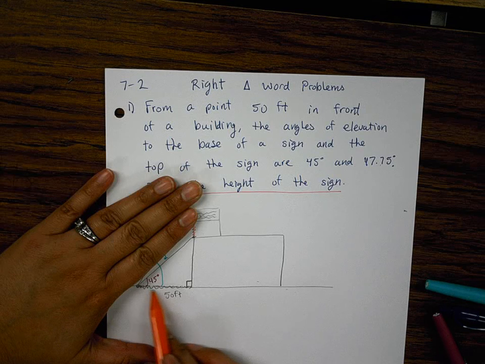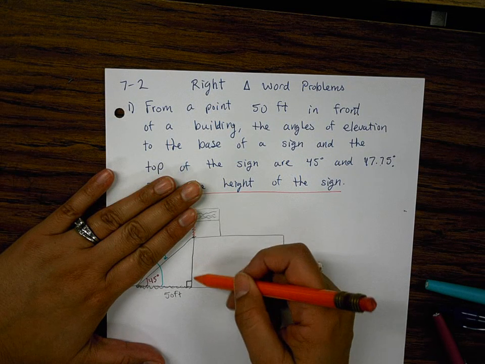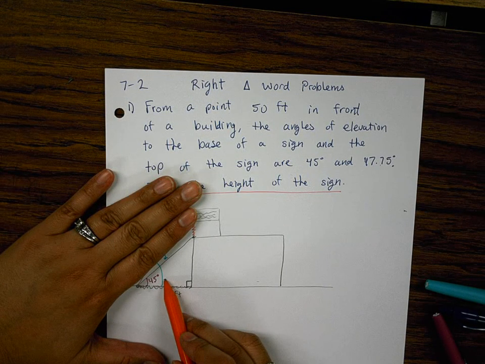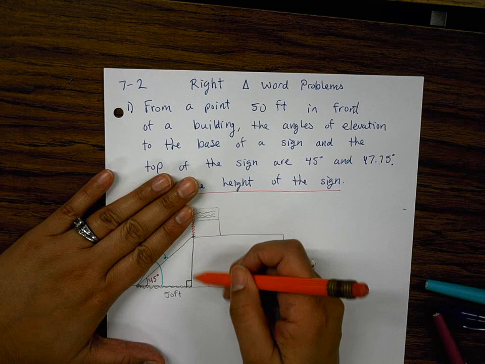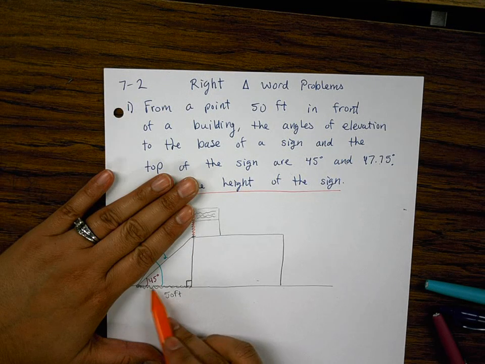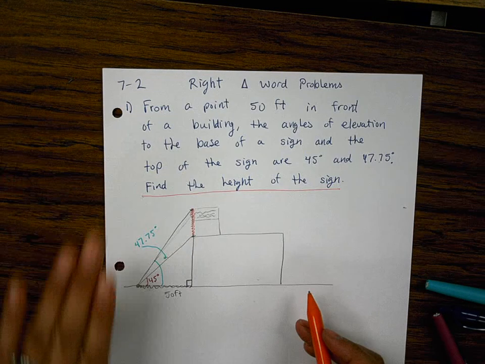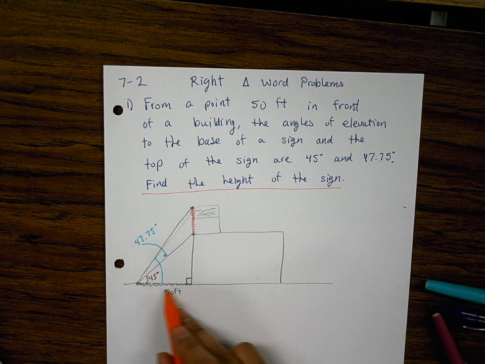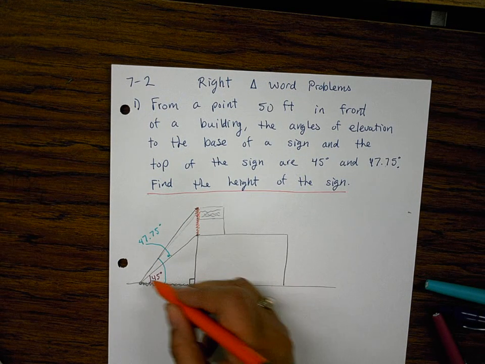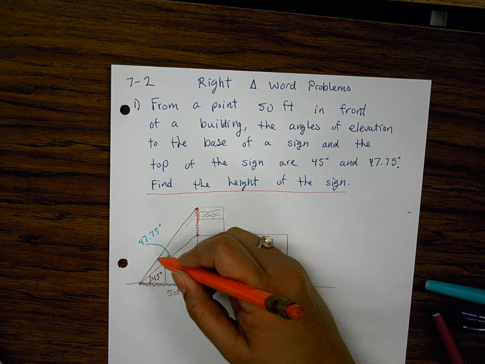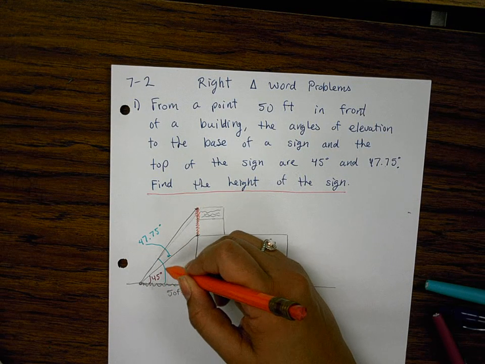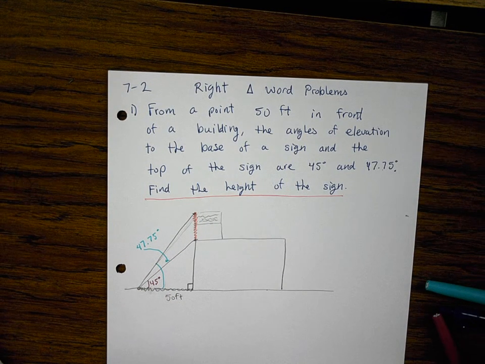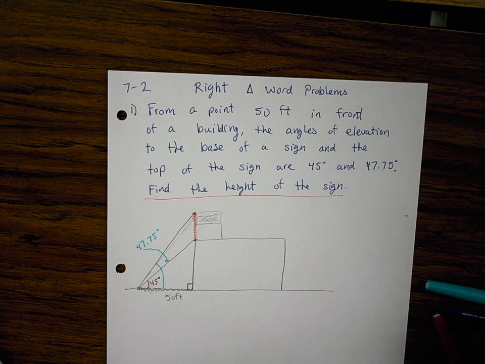And I have two right triangles. I have this smaller one here where the base is 50. I don't know the height or the hypotenuse, and the angle is 45. And then I have this bigger right triangle. The base is still 50. I still don't know the height or the hypotenuse, and this angle is 47.75.